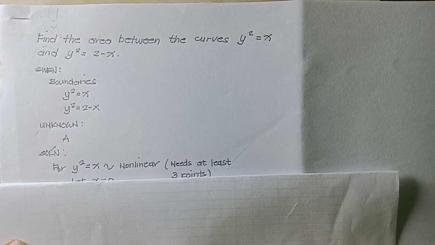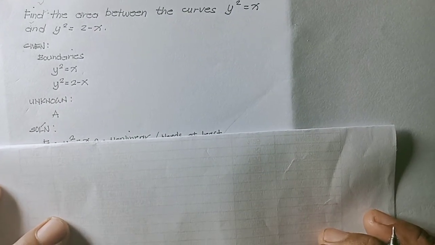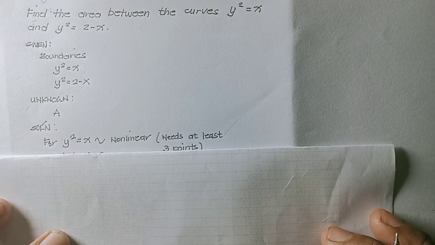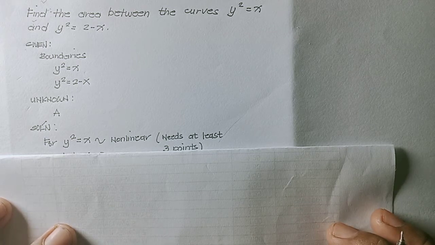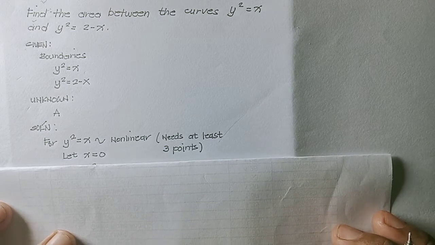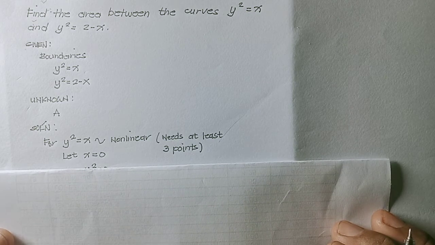Now we will start, of course, with the easiest boundary to plot, and simplicity tells us that it's going to be the first boundary, which is the square of y is equal to x. This is nonlinear however, and therefore we need at least 3 points to be able to roughly sketch its graph. And the easiest method to determine points will be the intercept method.